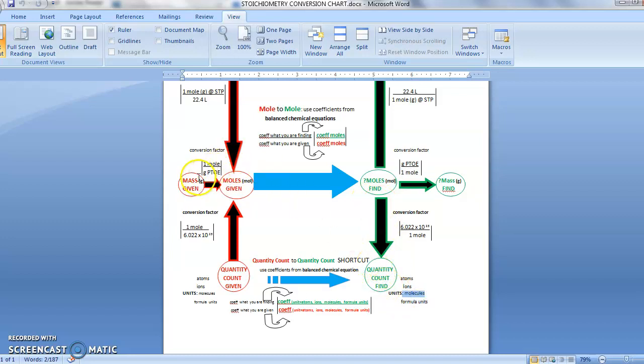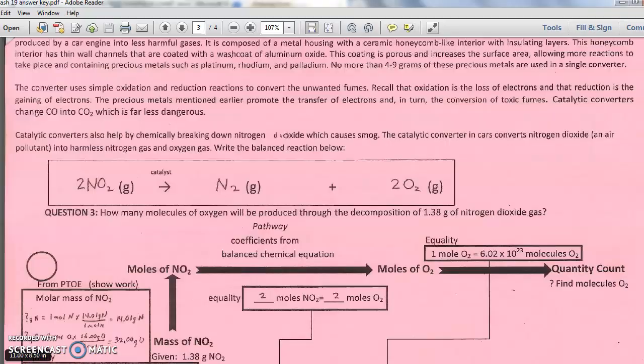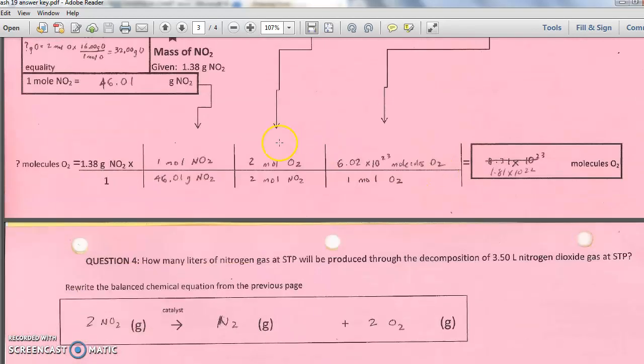Molecules is a quantity count. So we have to go from mass to moles. That will require using a periodic table, and we'll be dividing by the mass of the substance. We'll use our balanced chemical equation to go mole to mole, where the moles of the thing we're trying to find, in this case moles of oxygen, will be on top, moles of NO2 will be on the bottom, and that'll get us to right here. And to get to molecules, we'll need to multiply by Avogadro's number. So this problem is going to take 3 steps. Mass to mole, first step. Mole to mole, second step. Mole to quantity count, third step.